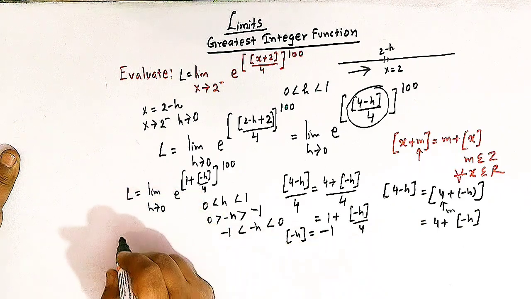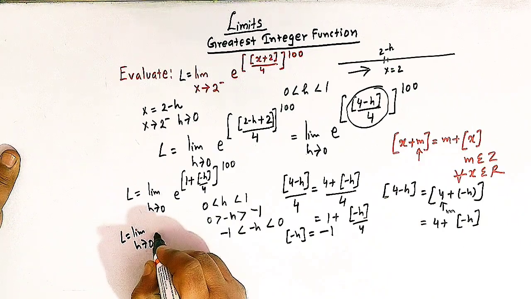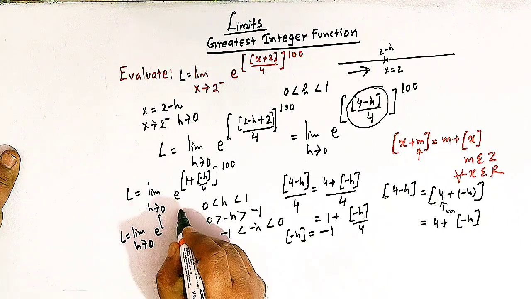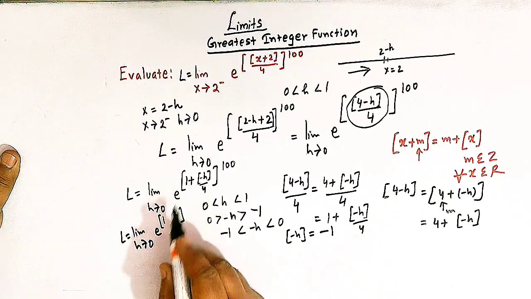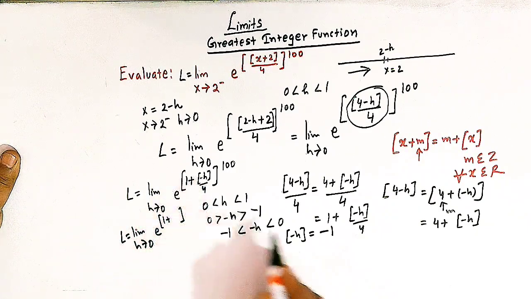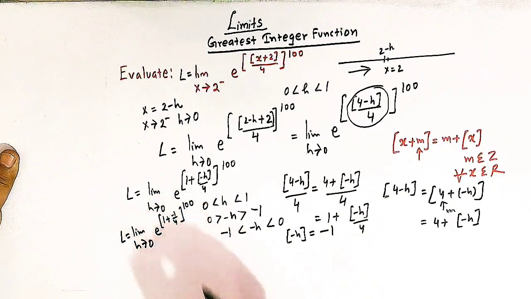So now this limit L is equal to limit h tends to 0, e raised to greatest integer of 1, and then plus, here we have plus sign, then we have minus 1 over 4 raised to 100.